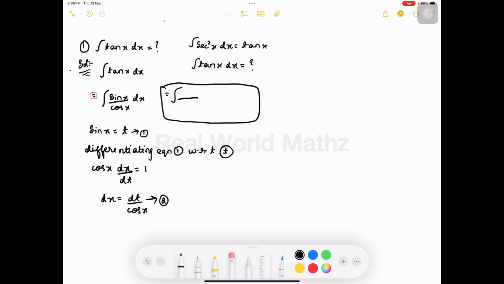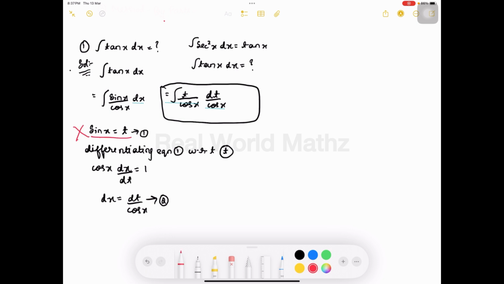So I've taken sin x as t, so I place t here. Here I have cos x. Now in place of dx, what have I taken? dt by cos x. Now if you notice, what will we get? We'll get integral of t by cos square x dt, which means that we cannot further do the integration because cos square x particularly doesn't have any definite result. So therefore, substituting sin x as t will be considered wrong.